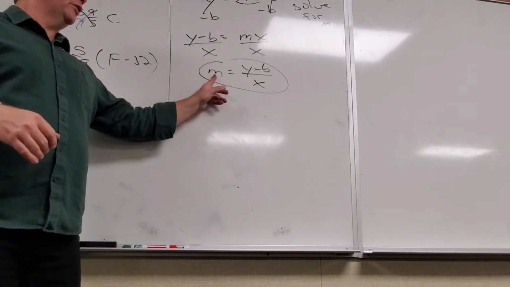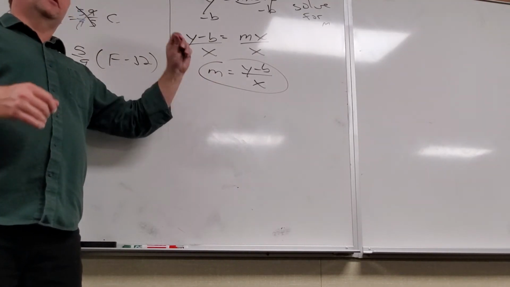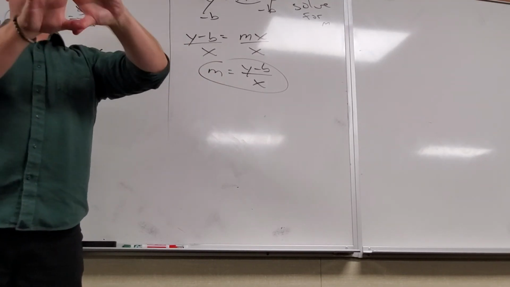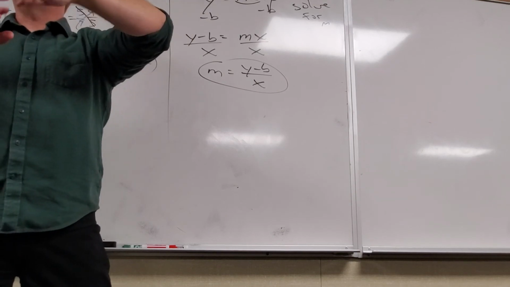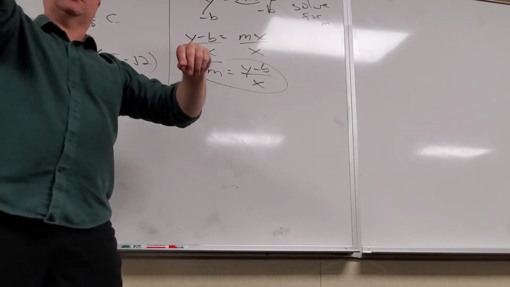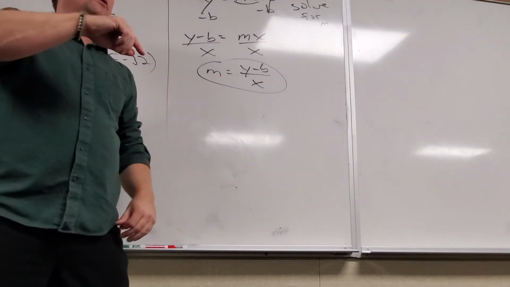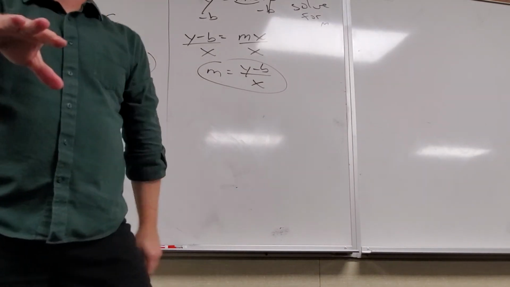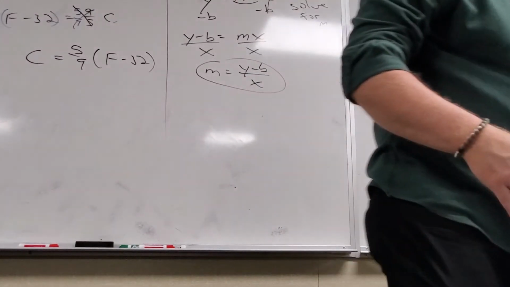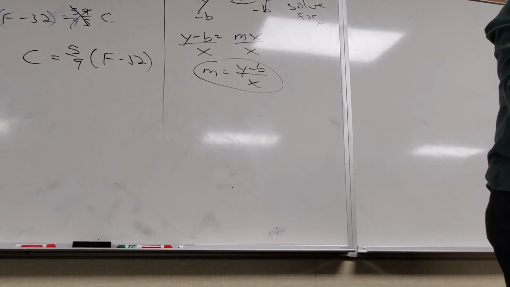You know why we use the letter M for slope? Because the theory is it's related to marche, the French word for walk. Because when you're following a slope, you're walking. But that's enough of that, sorry. That's in our future.